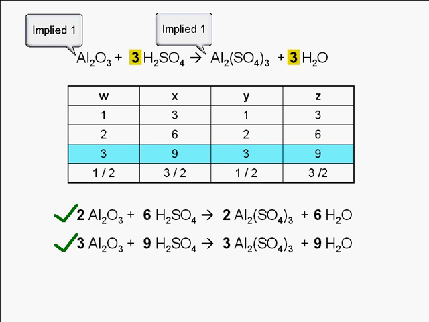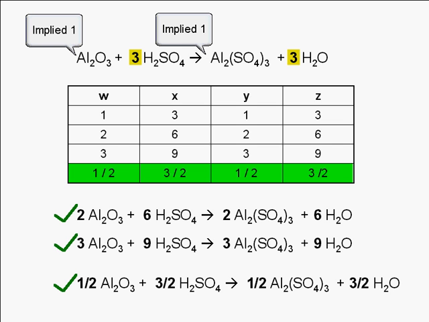We can even use fraction coefficients. For example, we can multiply all the coefficients by 1/2. We get coefficients of 1/2, 3/2, 1/2, and 3/2. This is also a balanced chemical equation. We can assume any value for any one of the coefficients. Then we can figure out all of the other coefficients. It is, of course, convenient to deal with the smallest whole numbers. So that's what we did here.